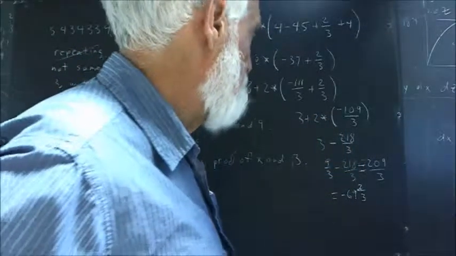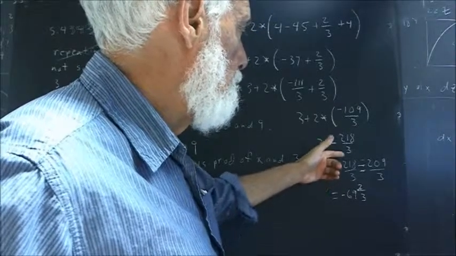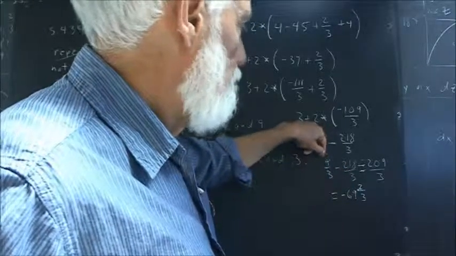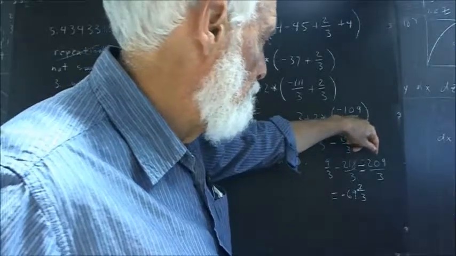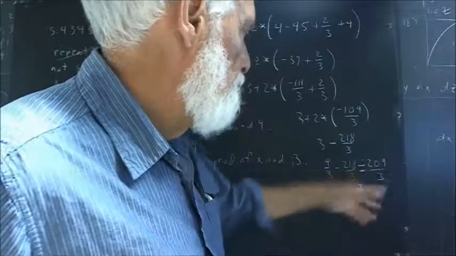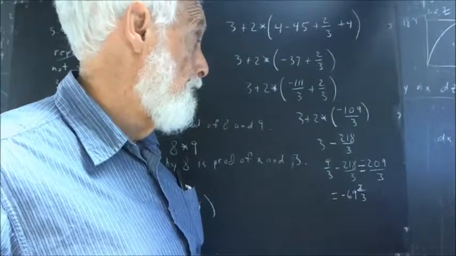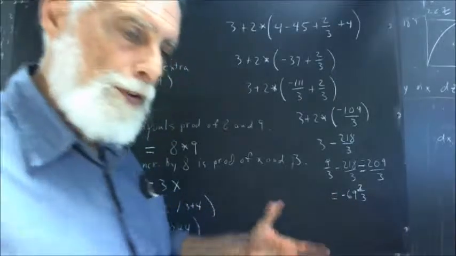Put this over a common denominator again. 3 is 9/3. 9/3 minus 218 thirds. Well, that's 9 minus 218, which is negative 209 thirds. And that's negative 69 2/3 if you want to express it as a mixed number, which is handy if you want to see how big it is.